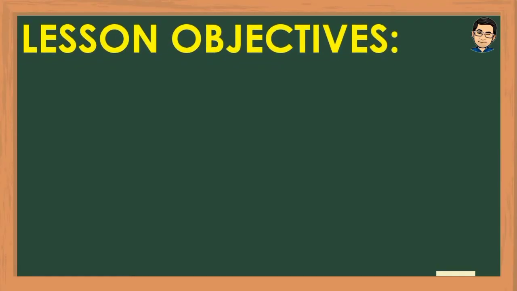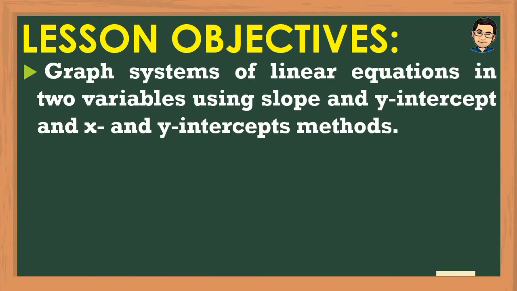So for our lesson objectives, first, we will graph systems of linear equations in two variables using slope and y-intercept and x and y-intercepts methods. We already used those methods in graphing linear equations when only one equation was given. The way of using them is still the same when graphing systems of linear equations.